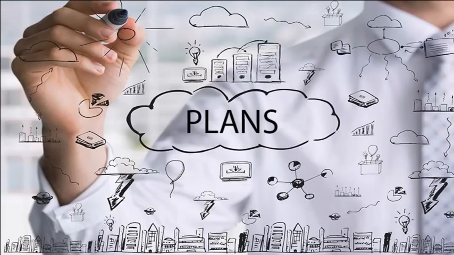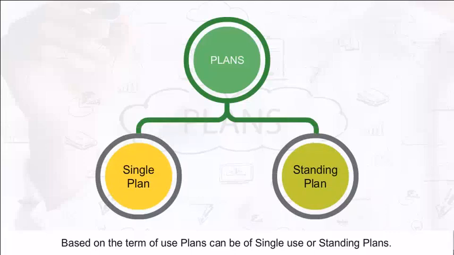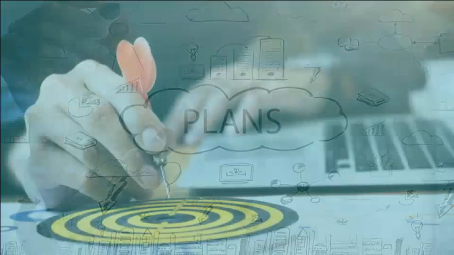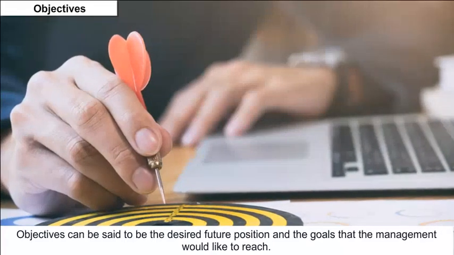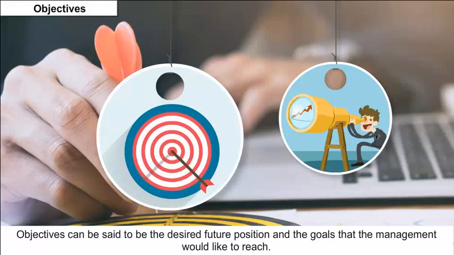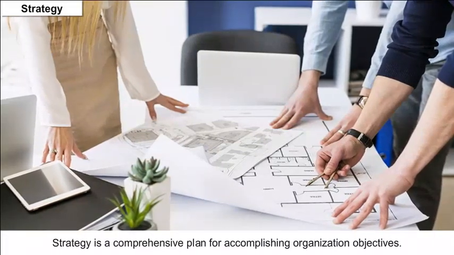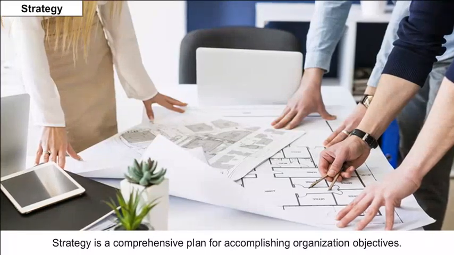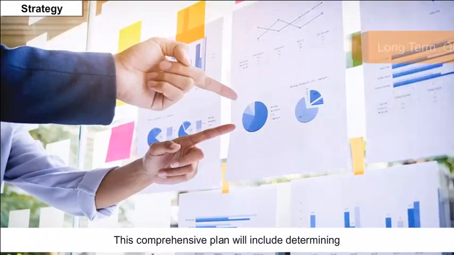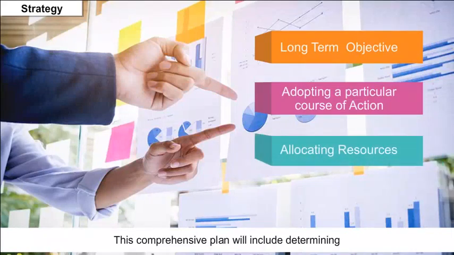Types of plans. Based on the term of use, plans can be single use or standing plans. The important types among them are discussed below. Objectives. Objectives can be said to be the desired future position and the goals that the management would like to reach. Strategy. Strategy is a comprehensive plan for accomplishing organization objectives. This comprehensive plan will include determining long-term objectives, adopting a particular course of action, and allocating resources.